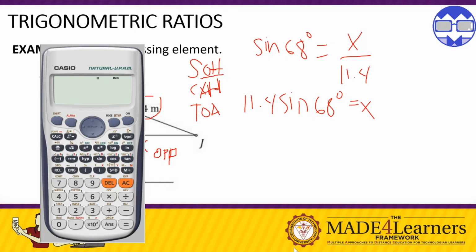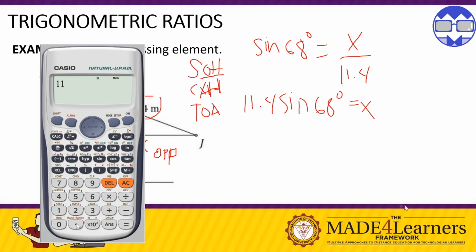Okay, so here is our calculator. So let's try to solve again. Let's change the setting of the calculator. It should be in degree mode. So just click shift, then set up mode. Then we have here the degree mode.